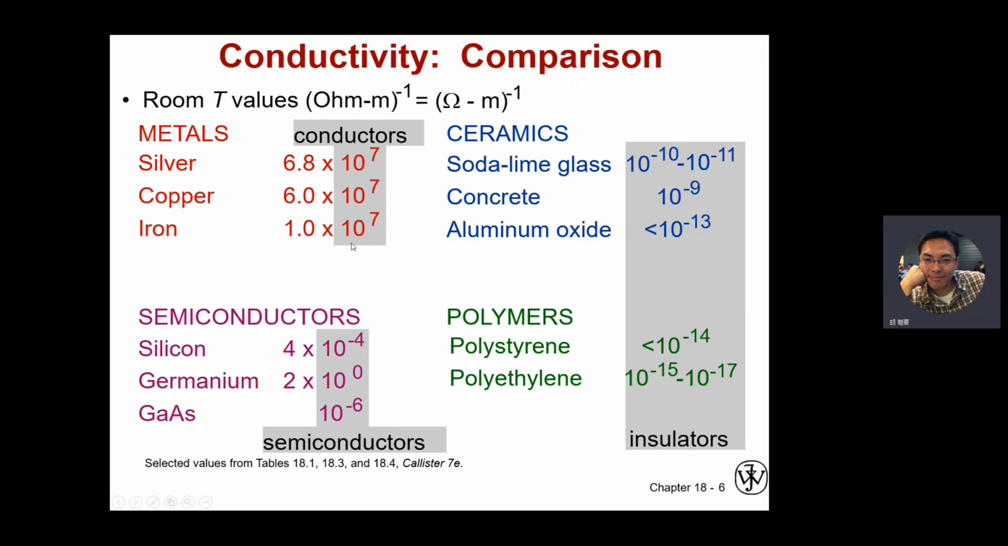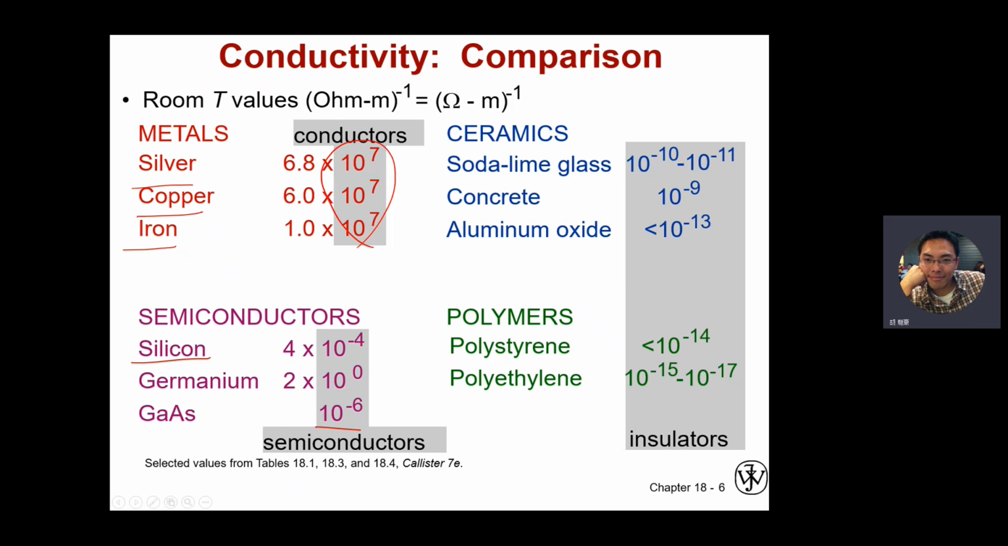So let's see the comparisons of conductivities at room temperature. For metals, silver, copper, and iron, the conductivity is about 10 to the 7. However, for semiconductors, the conductivity has a wide range, depending on what kind of material. For silicon, it is about 4 times 10 to the minus 4. For gallium arsenide, it's about 10 to the minus 6. For germanium, about 2. It totally depends on what kind of semiconductor.